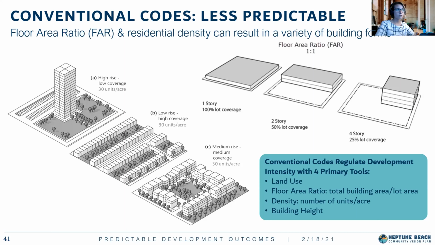The same can be said for floor area ratio. The 3 diagrams on the upper right, all of them have a floor area ratio of 1 to 1. But depending on the lot coverage, you can get very, very different results. So neither of these are great predictors of exactly what a certain development will look like.